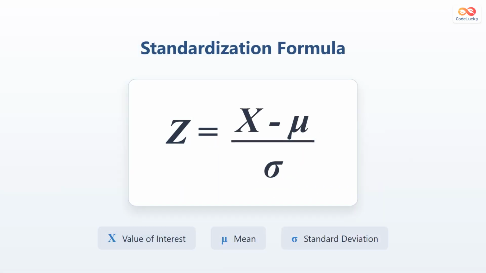To use the standard curve, we must convert our specific x value into a standard z-score. We use this formula: z equals x minus the mean, divided by the standard deviation. This tells us how many standard deviations away from the mean our value is.